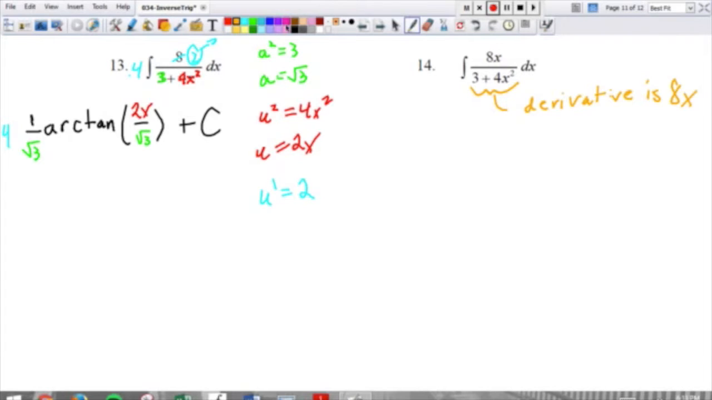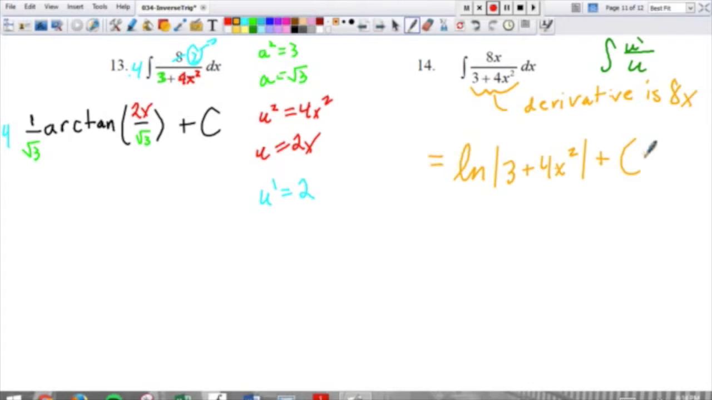So this one looks more like, or it actually is, u prime over u. The whole bottom's derivative is on the top. So this is just natural log, absolute value, of course, 3 plus 4x squared.